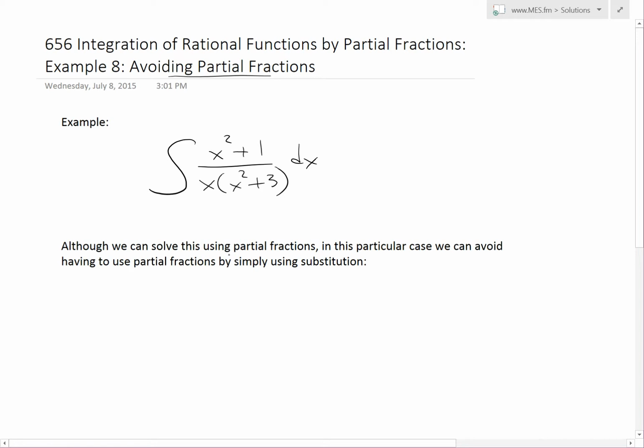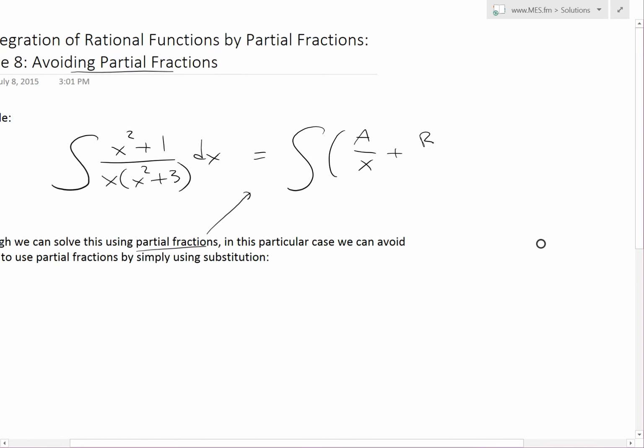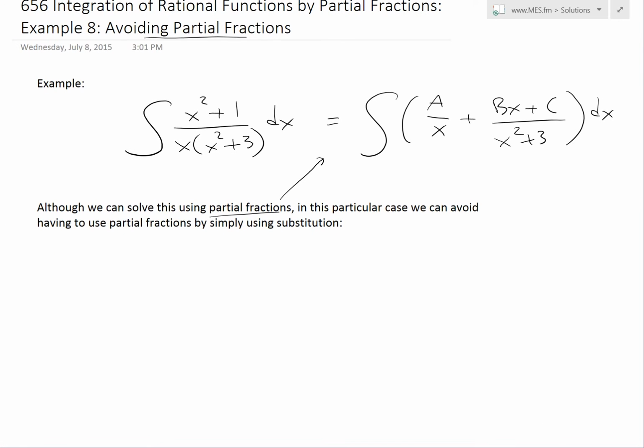Now, although we can solve this using partial fractions, for example, we could break this down into A over x, where that's the factor for this one, and in the non-linear factor, we have Bx plus C over x squared plus 3. So although we could use this in this particular case, we can actually avoid having to use partial fractions at all by simply using substitution.